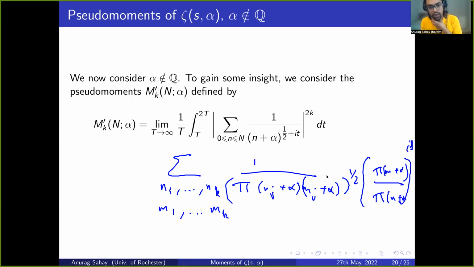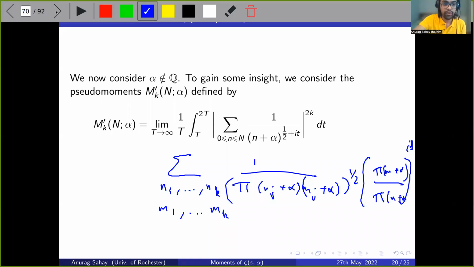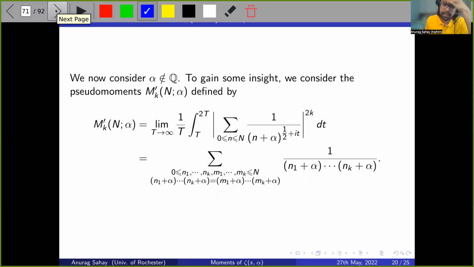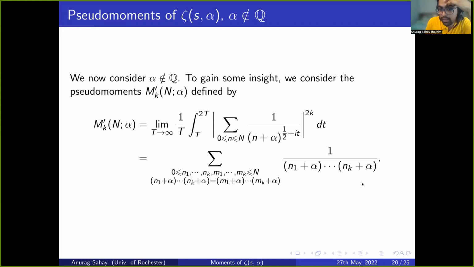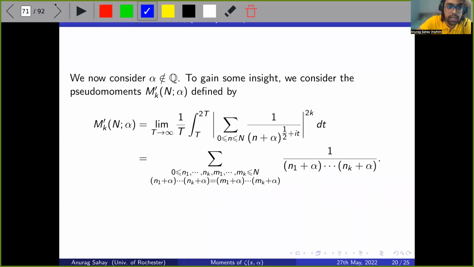Now you're integrating this from t to 2t, so this bit will actually contribute 1 only if this numerator and this denominator are equal. If they're not equal, this will oscillate very fast, and in the limit t going to infinity, it will disappear. So when you do this calculation, you end up getting that this is exactly equal to this expression that I have over here, right? And this leads you to look at this equality, n1 plus alpha up to nk plus alpha equals m1 plus alpha to mk plus alpha. If you attended Trevor's talk, you see where this is going.